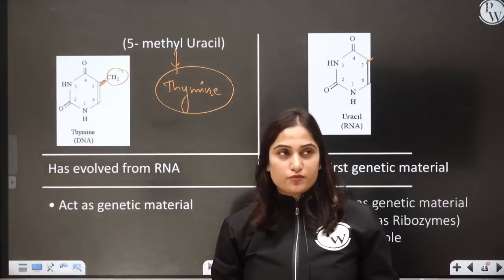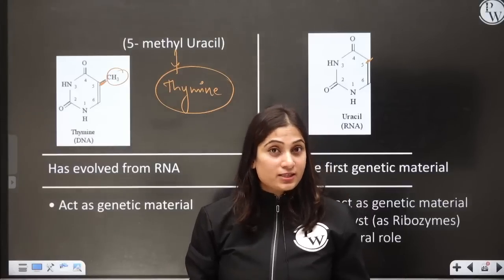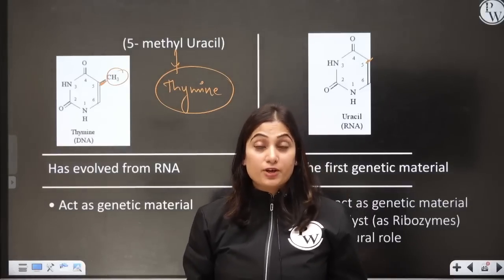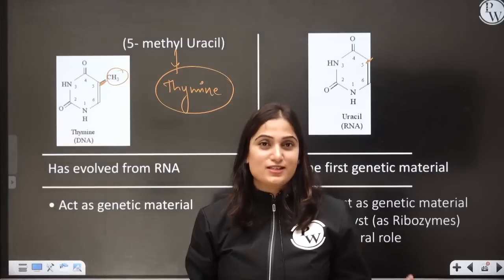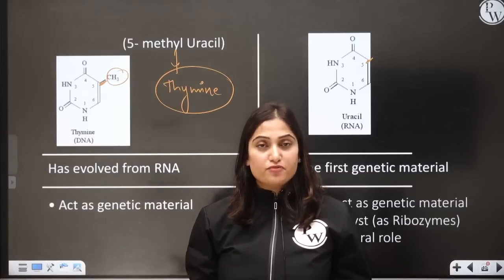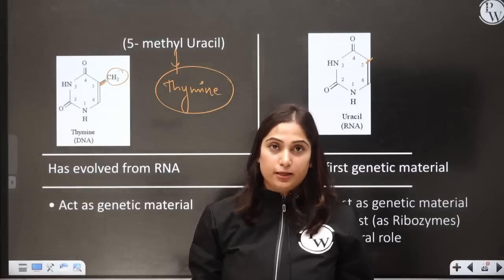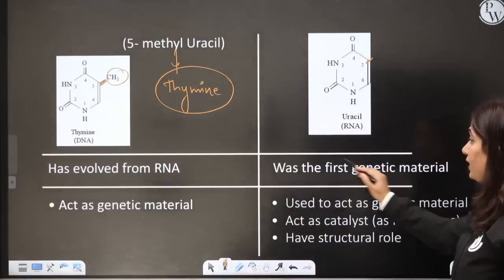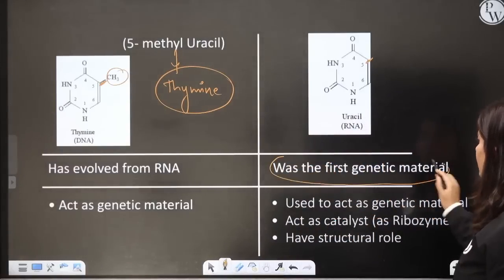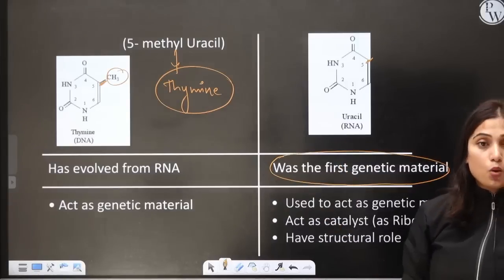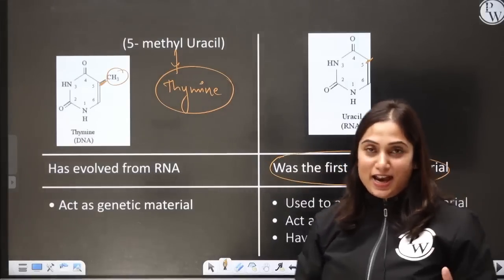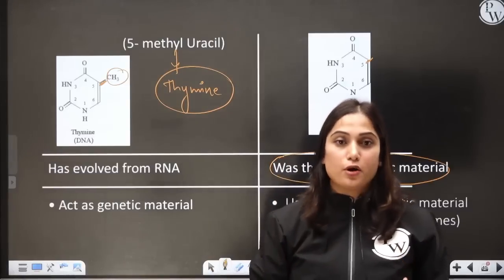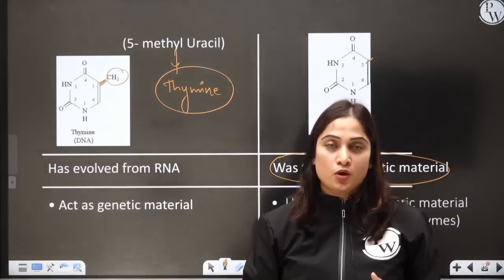So there is a question: is the presence of uracil normal or abnormal in DNA? Obviously abnormal. But the presence of 5-methyl uracil is normal in DNA, because 5-methyl uracil is another name of thymine. Then what was the first genetic material on Earth? The first genetic material on Earth was RNA. Slowly and gradually, DNA evolved from RNA to take over the position of the genetic material.